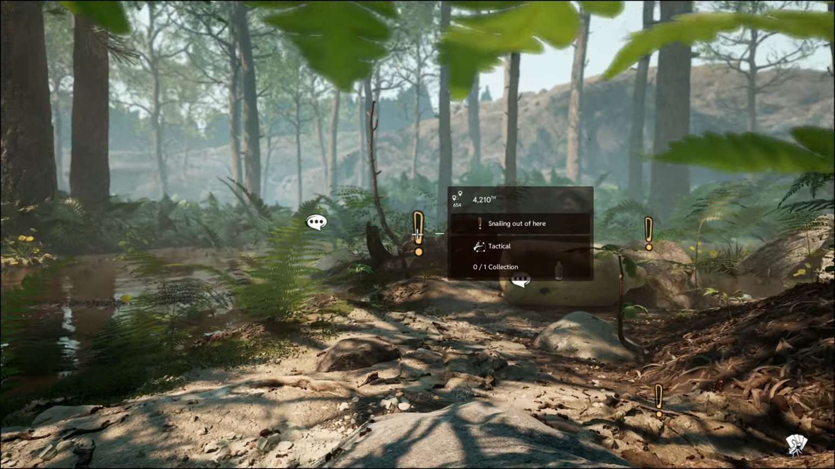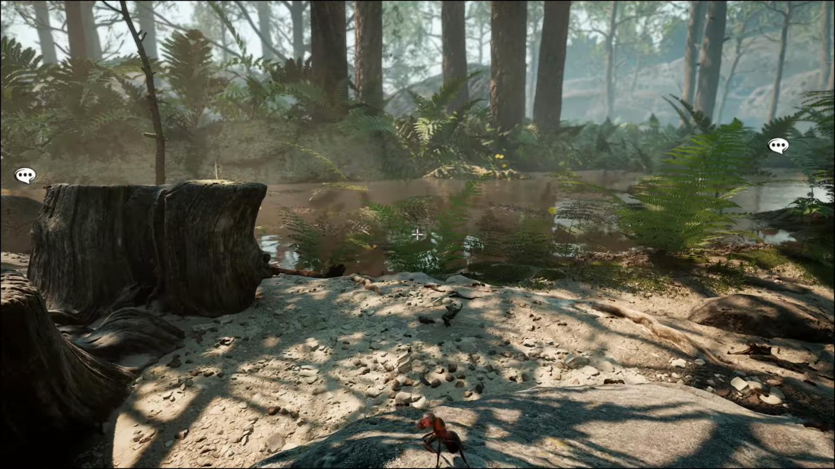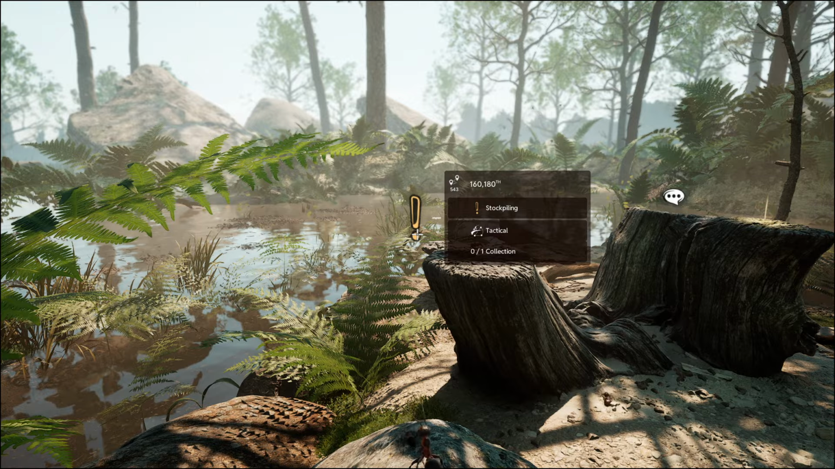I think next time we are going to do the snailing out of here one. That one we are going to do then. But for now, I think, let's go do stockpiling.